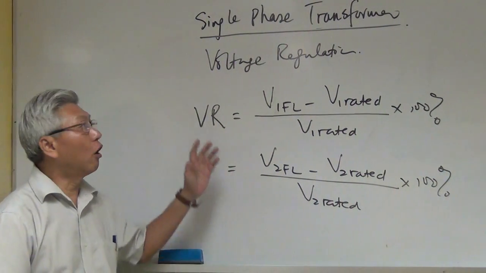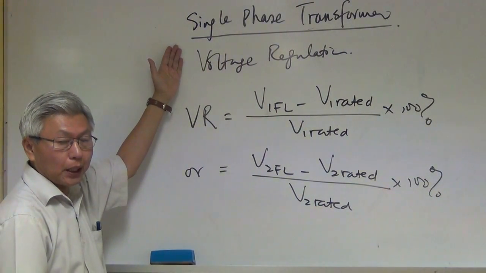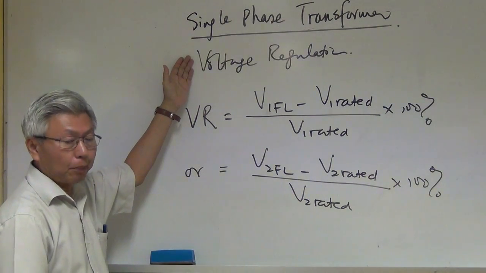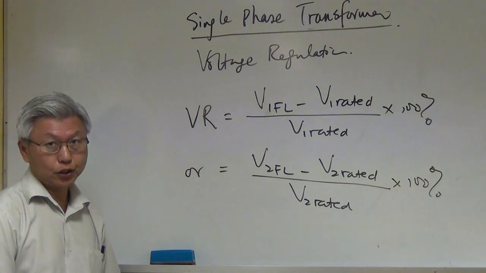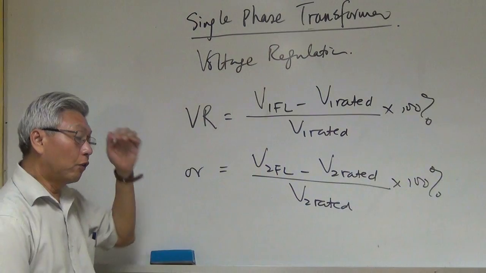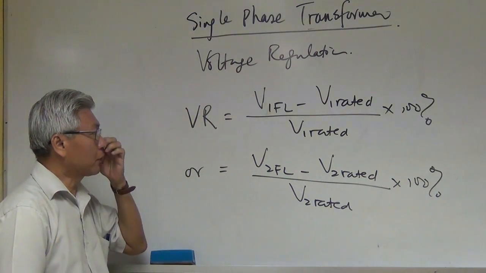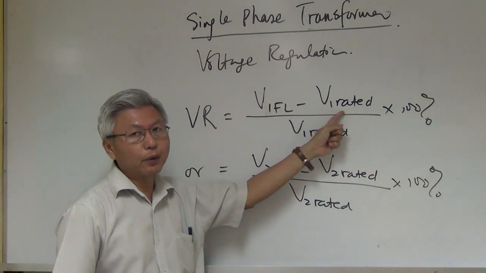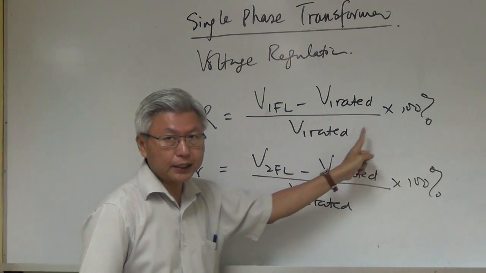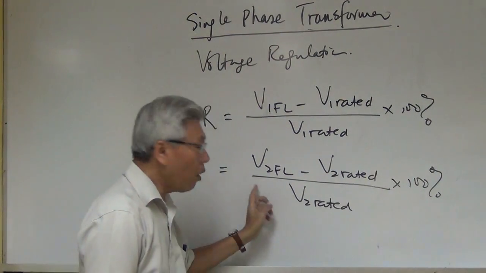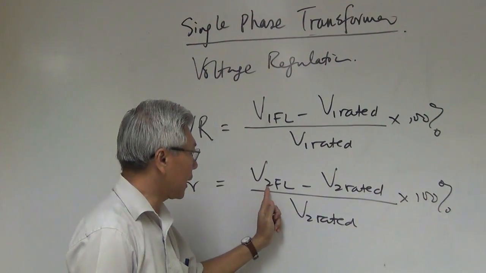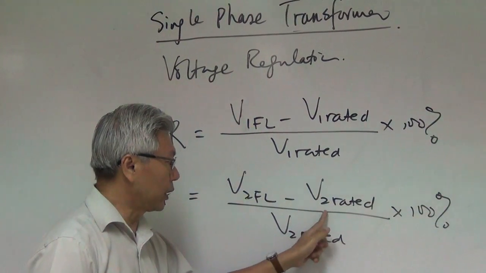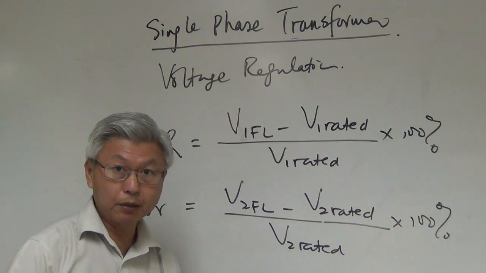Have a revision on the single phase transformer on the last bit of the topic, which is called the voltage regulation. Now the formula for voltage regulation of a transformer is V1 full load minus V1 rated, divided by V1 rated, times 100%, or if you work on the secondary, it will be V2 full load minus V2 rated, divided by V2 rated, times 100%.